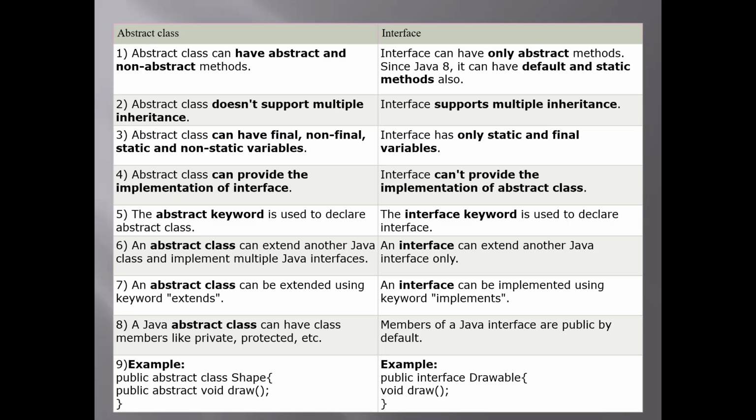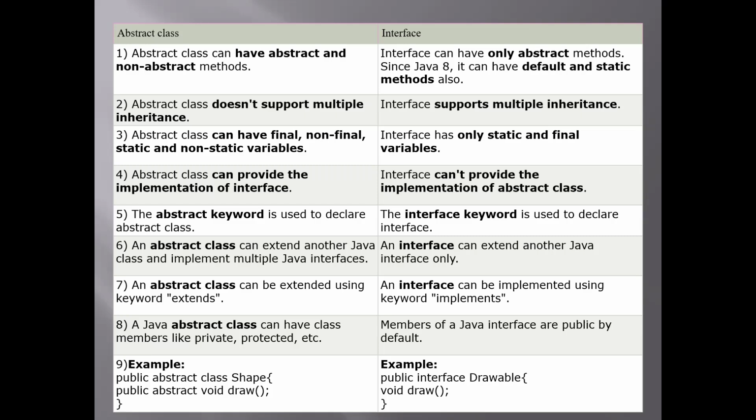Point number seven, abstract class can be extended using the keyword extends, but interface can be implemented using the keyword implements. As I told you, a class cannot extend an interface, but it implements an interface, using the keyword implements.